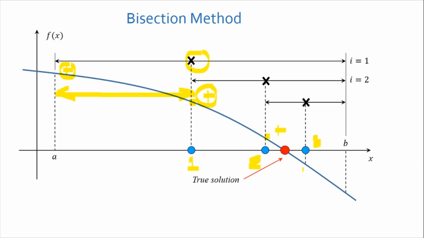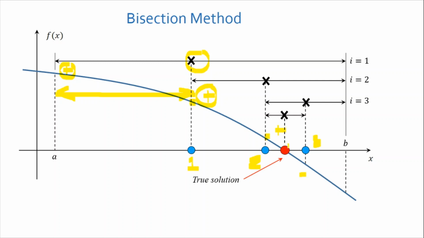So notice that the value of the function at the third estimate of the root is negative. The true solution is located at this interval. Therefore, our fourth interval will be located in this portion. And notice that the midpoint of that interval is approximately or maybe equal to the true solution.